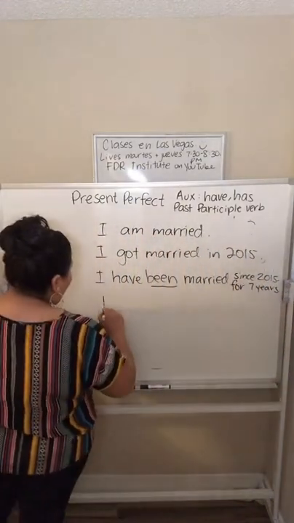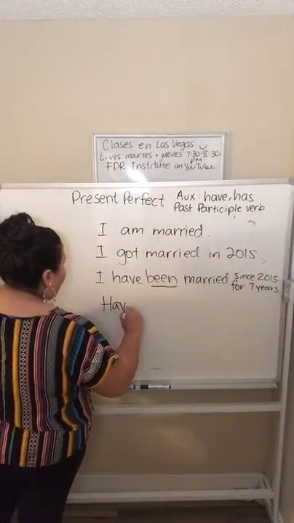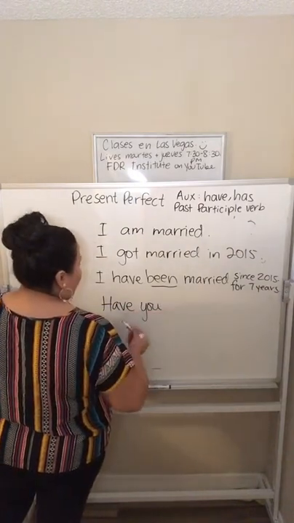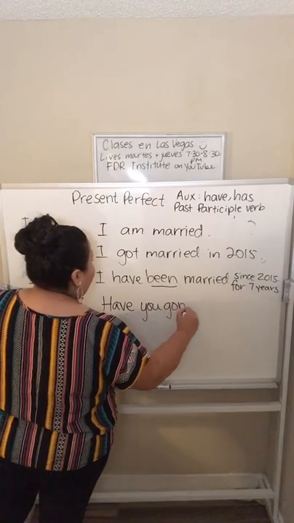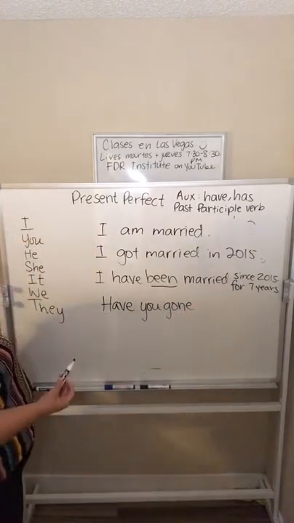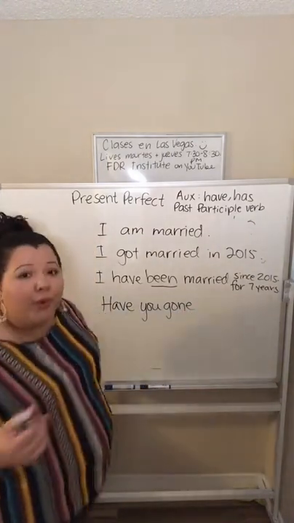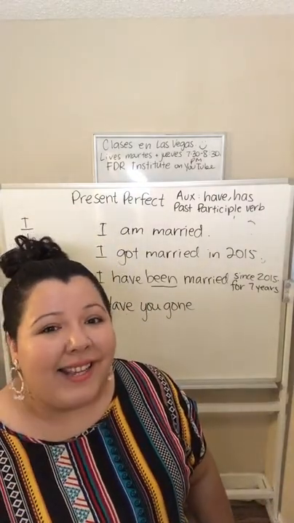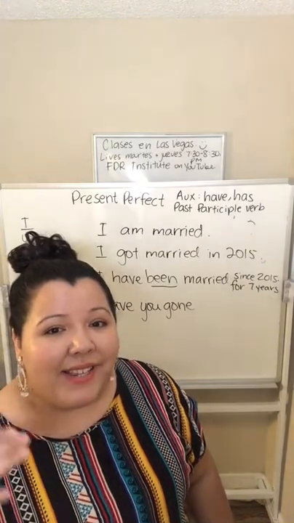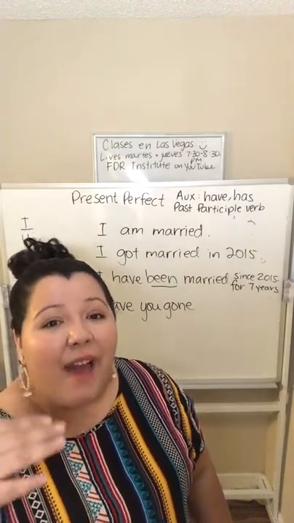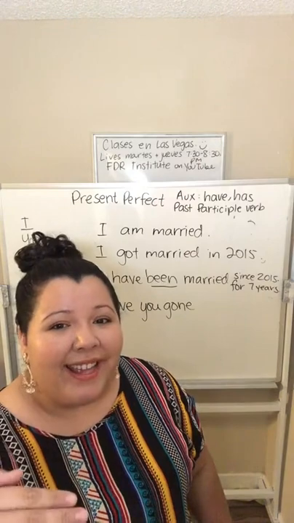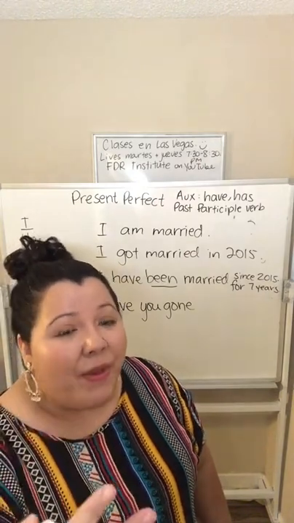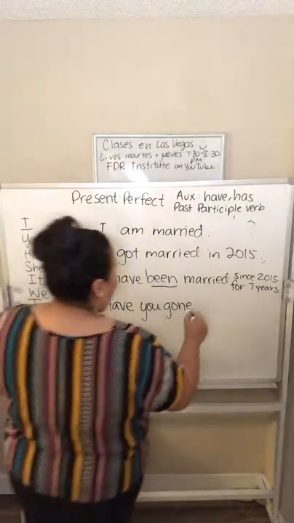¿Has ido? Now, tenemos dos opciones muy comunes que significan lo mismo. So, gone es el pasado participio del verbo ir. So, go, I go, yo voy. I went, fui. I have gone, he ido. So, if I want to ask, ¿has ido? Have you gone? Have you gone to?